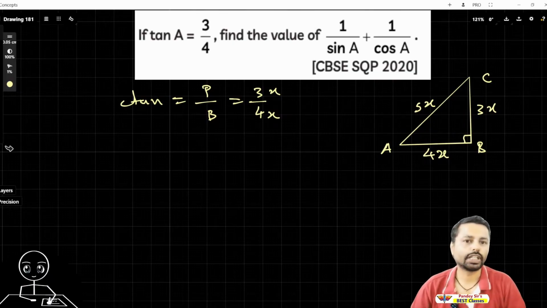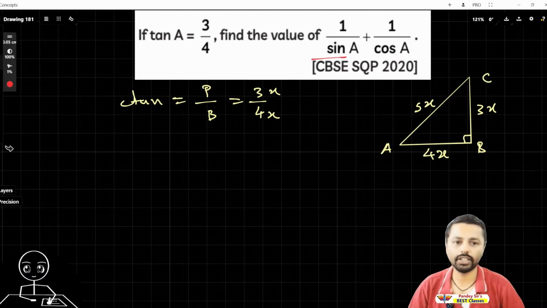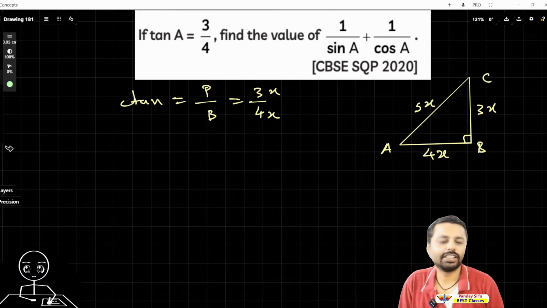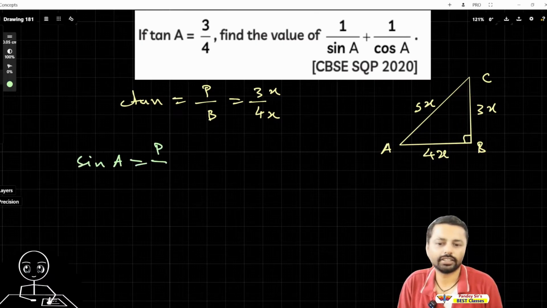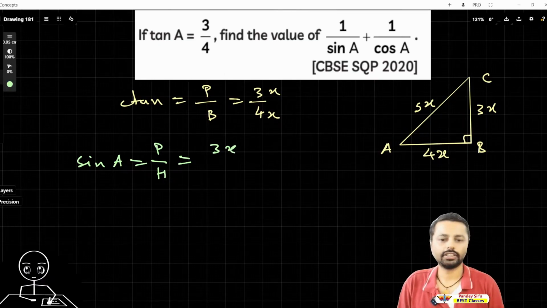Okay, here you have to start here onwards. But the question is how you will do this part and what is the value. So start doing it. We need to first find out the sin A. So sin A will be P by H. That's what's our P? 3x by 5x. So that's 3 by 5.